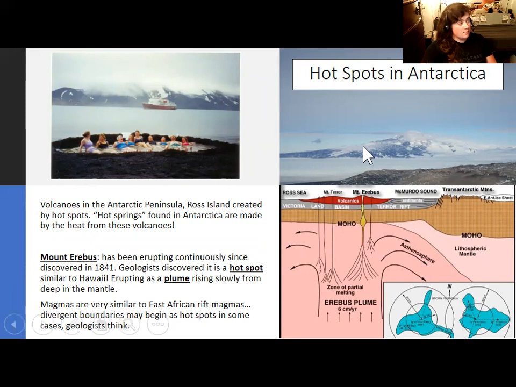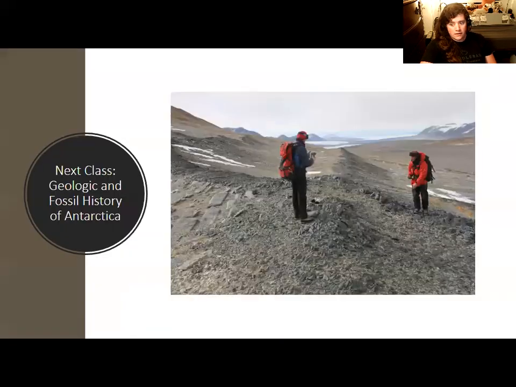And you also have some hot spots on the Subantarctic Islands. On Deception Island, you actually have some hot springs that, like those at Yellowstone, are created by the heat of the underlying magma from the hotspot. And that is the overview of Antarctic geology.